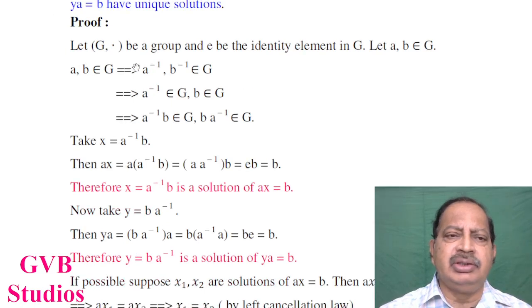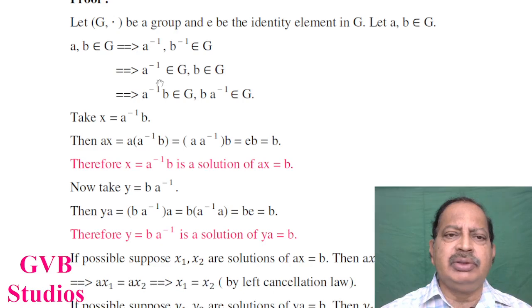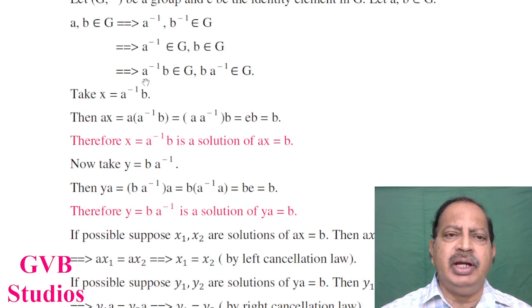Let (G, ·) be a group and e be the identity element in G. Let a, b belong to G. I am taking two arbitrary elements in the group G. a, b belong to G implies a inverse belongs to G and b inverse belongs to G. a inverse belongs to G and b belongs to G implies, by the closure property, a inverse b belongs to G and b a inverse also belongs to G.